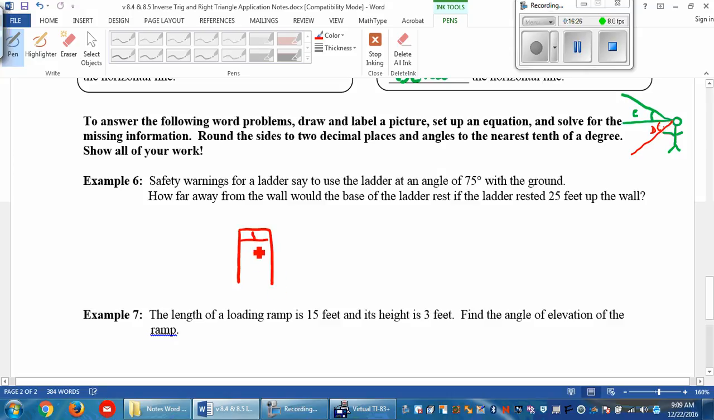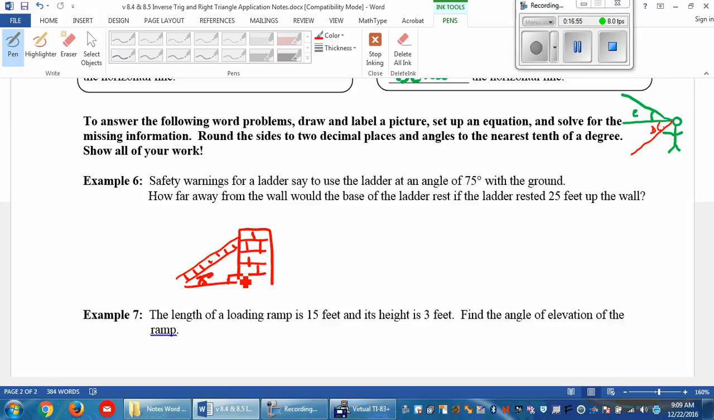Okay. We have a ladder. It says with the ground. So we have 75 degrees down here with the ground. You can see here's my right triangle because this isn't the Leaning Tower of Pisa. This is a building that's erect and it's going vertically up.